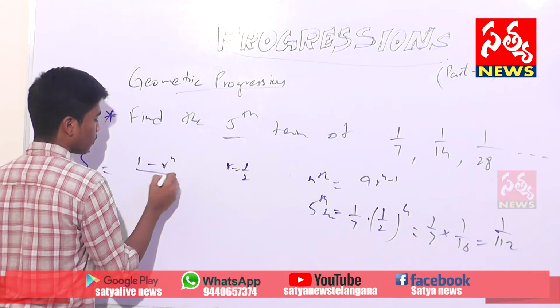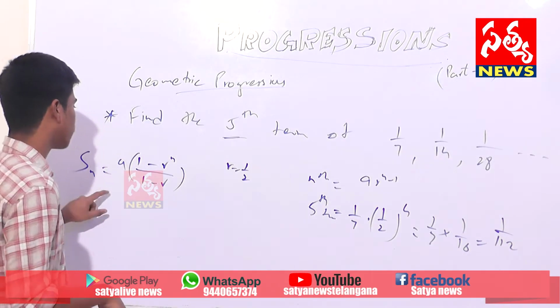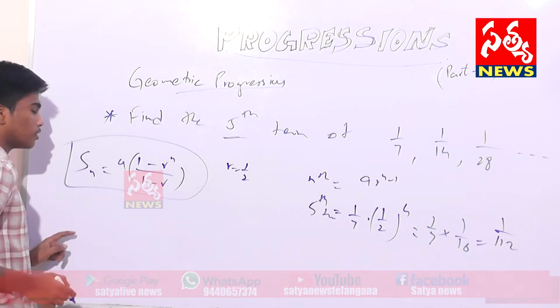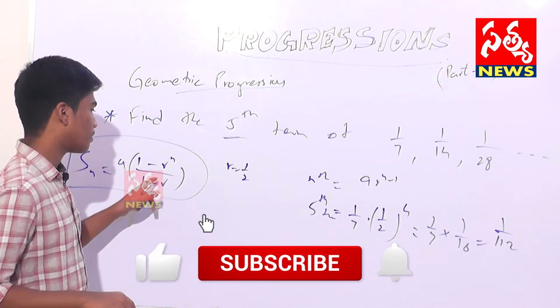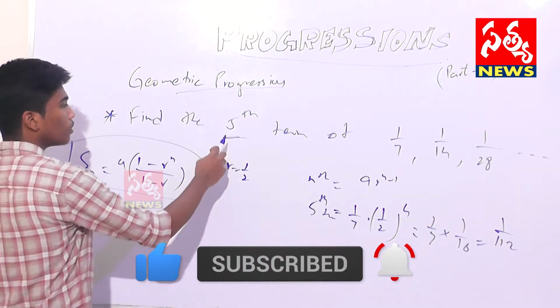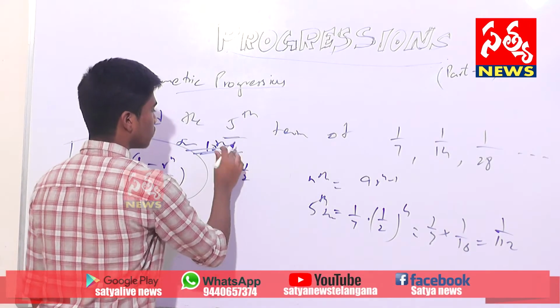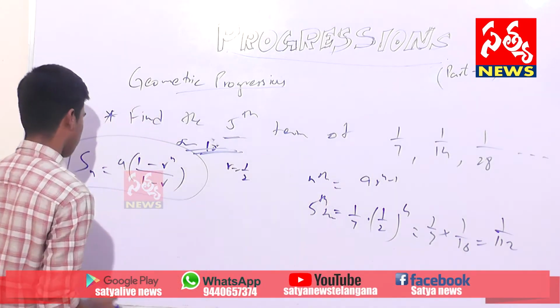1 minus R power n by 1 minus R. A into 1 minus R power n by 1 minus R. See, this is the formula for Sn equals A into 1 minus R power n by 1 minus R, where R is less than 1 by 2. So what we require is the sum of 10 terms in this GP.